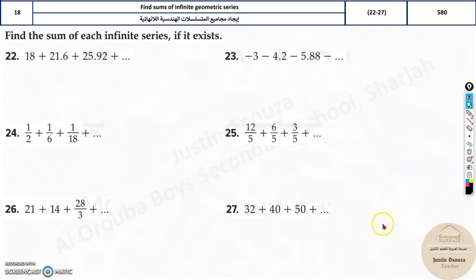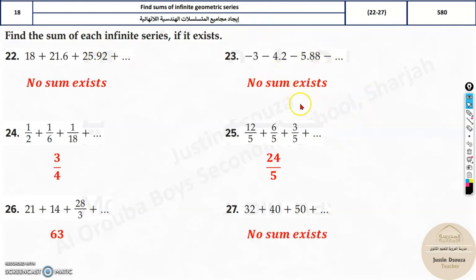Similarly, try all these problems by yourselves and then check for the answers. Please pause and do it by yourself. I'll show you the answers now. The sum doesn't exist for these two, and then the answers. The last one also has no sum, and these are the answers. Please solve them by the method which I just now told you, and then verify your answers.